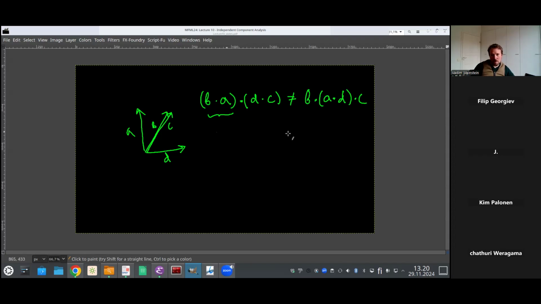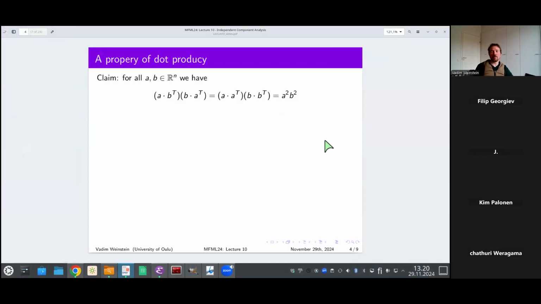Because B and A are not orthogonal, and D and C are not orthogonal, these dot products are not going to be 0, so this product is not 0. But A and D are orthogonal, so this is 0. So we cannot always do that, but if A and D are the same and B and C are the same, you can actually do this.